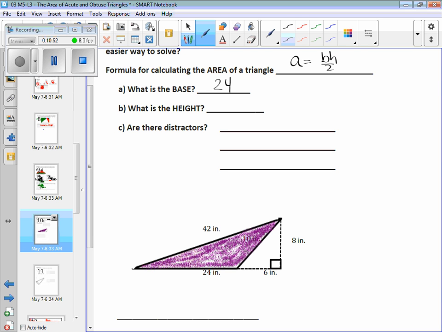Everybody agree it's 8? I agree too. Distractors means what are the trash numbers? Well, one we already took care of because we shaded it over, and that was, what was it, 10? 10. What else? 42. What else? 6. Okay, we're not going to need that. We have everything we need. We've got our base, we've got our height. If you guys do it, apply the formula, get the answer.